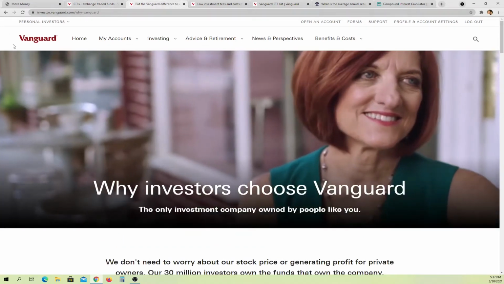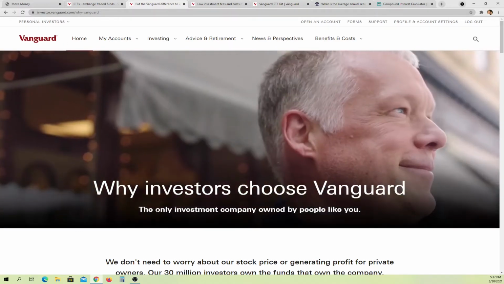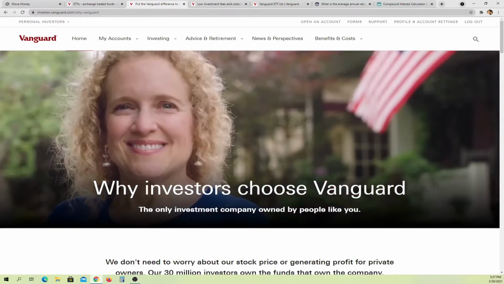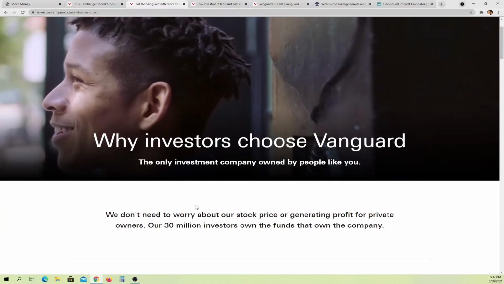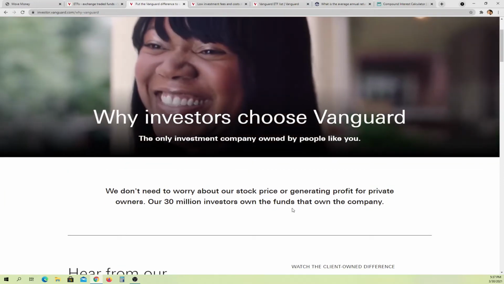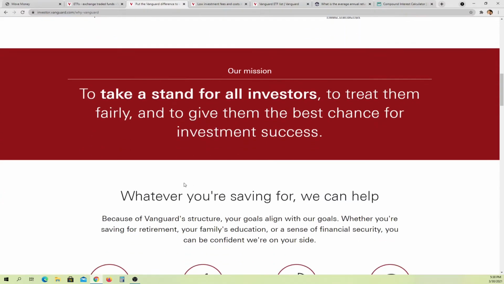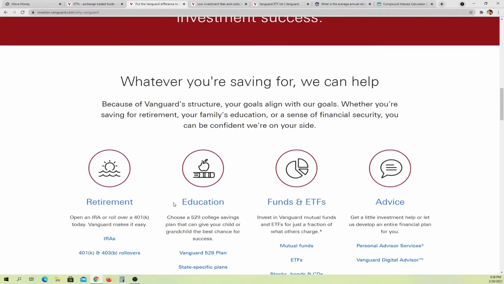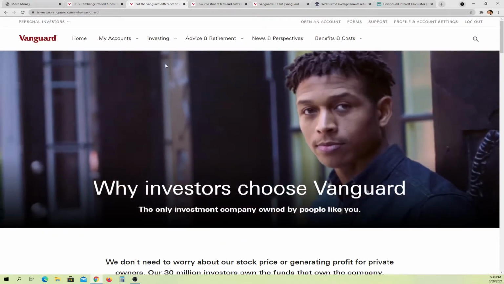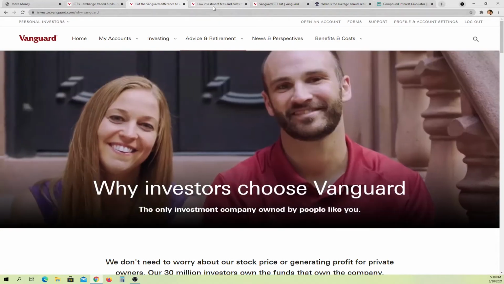And then another great benefit of Vanguard is investors, anybody that has an account, actually owns the company. As you can see here, 30 million investors own the funds that own the company. And that's a great benefit because Vanguard actually works for you. Just having that in the back of your mind makes you feel better about using the company.